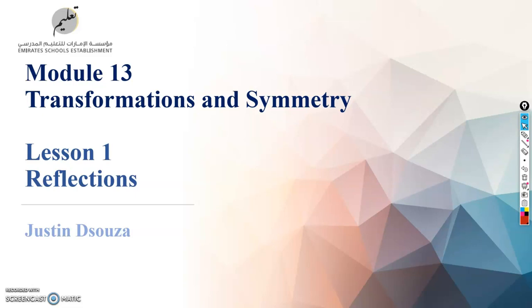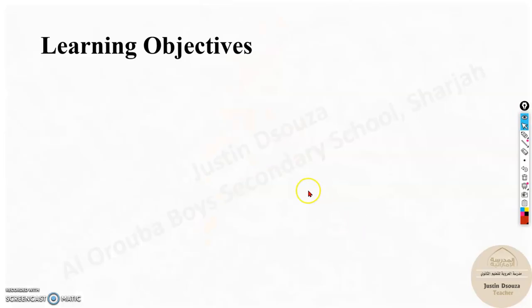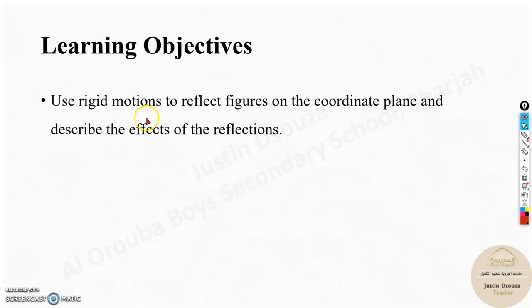Welcome back to the new module, module 13. It is on transformations and symmetry, and we will look into the first lesson, that is reflections. This is a very short and easy lesson. Let us look into the learning objectives. It is only one learning objective, that is to use rigid motions to reflect figures on the coordinate plane and to describe the effects of reflections. We will see this in a while.